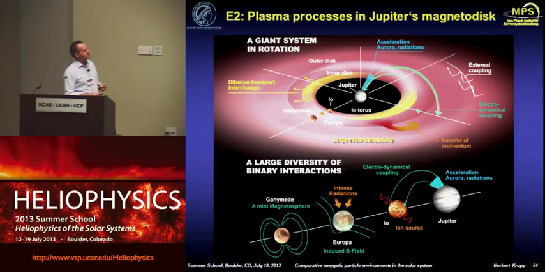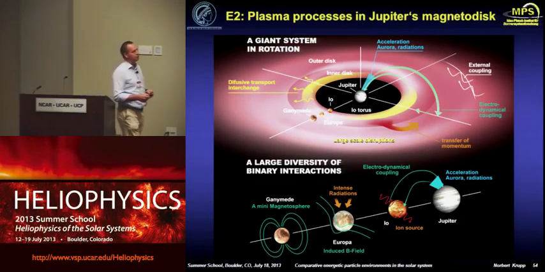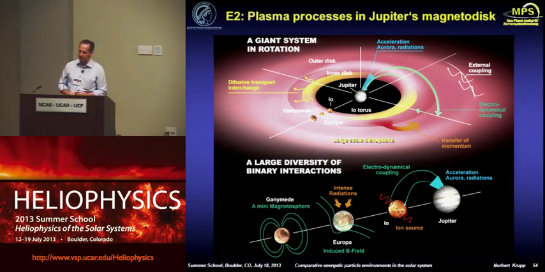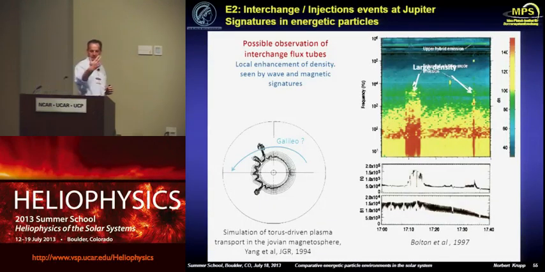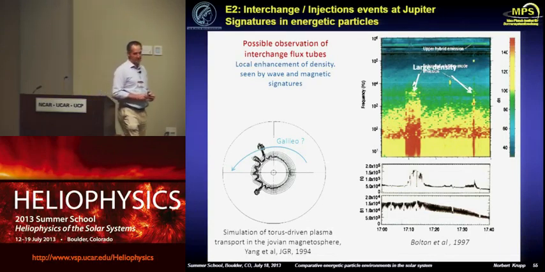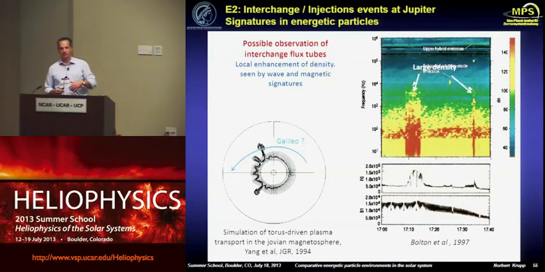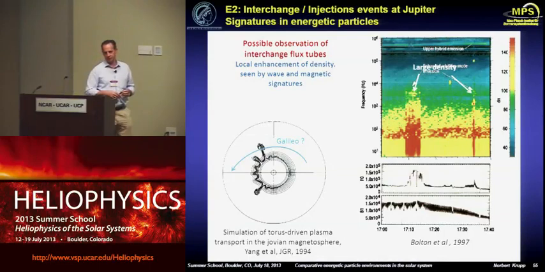And then there's this electromagnetic coupling between the moons and the planet itself, these flux tubes which connect the moon to the auroral region. And of course, these footprints of all the moons can be studied in great detail by looking at the particle distributions as well. So I will go through some of those examples, what can be done with energetic particle measurements. And I will start with these injection and interchange events, which we have found at Jupiter and at Saturn. And they are relatively similar, at least the injection part, to these drift echoes in the Earth's magnetosphere.